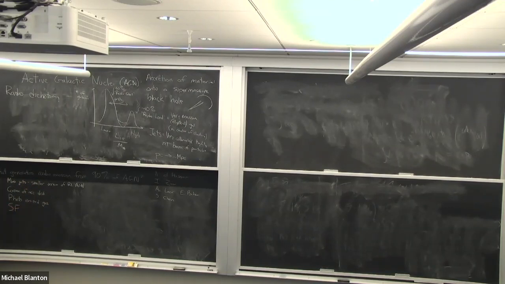AGN can also trigger star formation in their surroundings. Stars form. Stars blow up. When stars blow up, they produce cosmic rays. Cosmic rays interact with the galactic magnetic field, also producing radio emission.